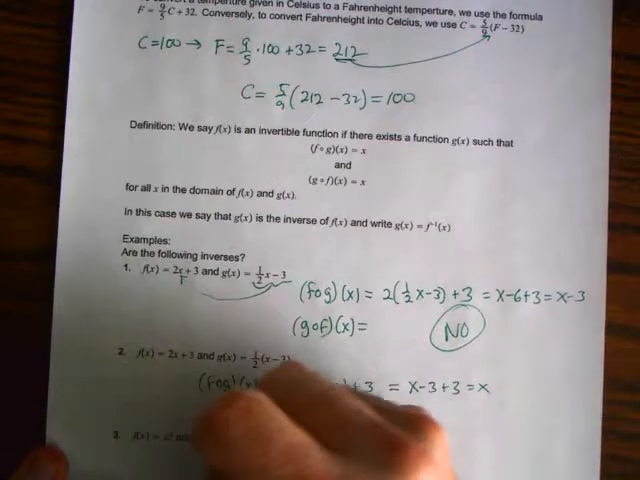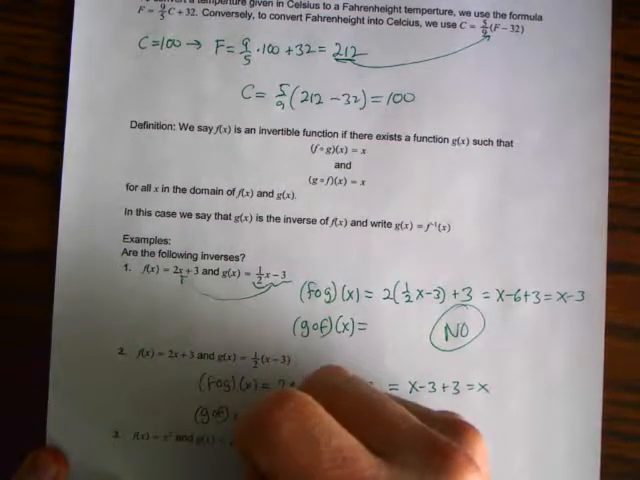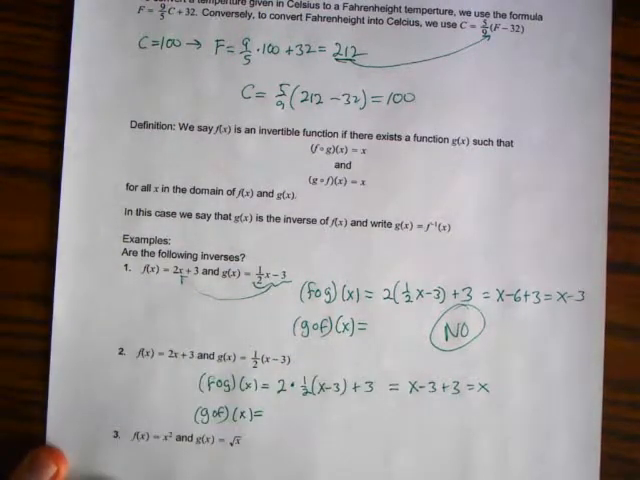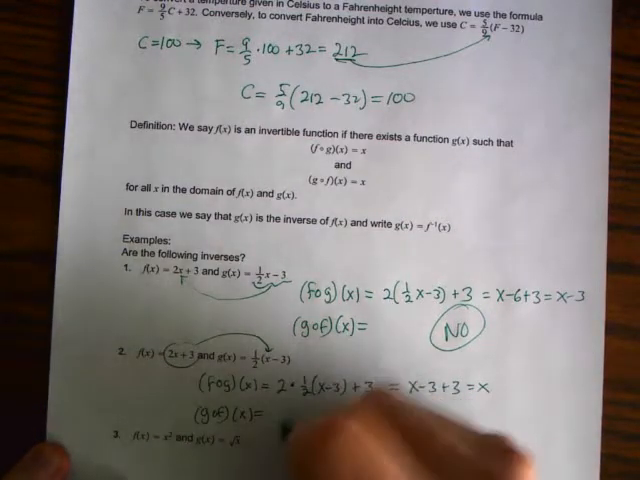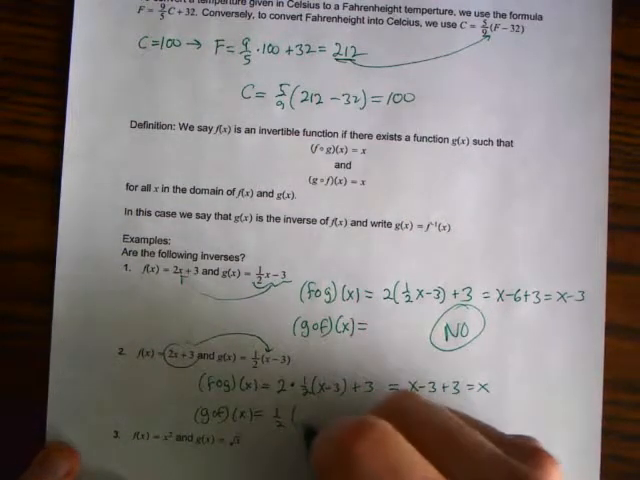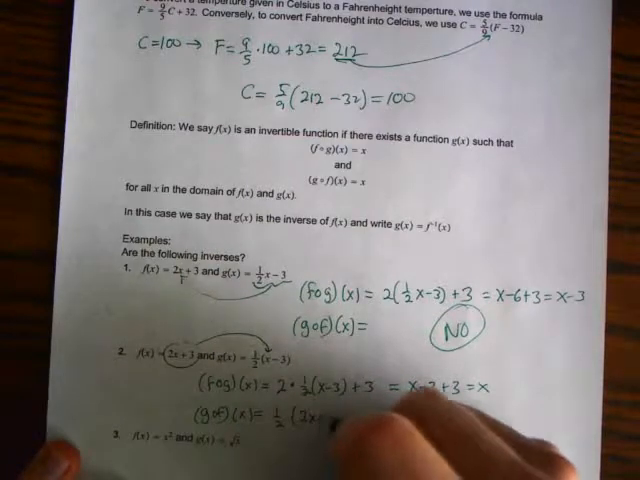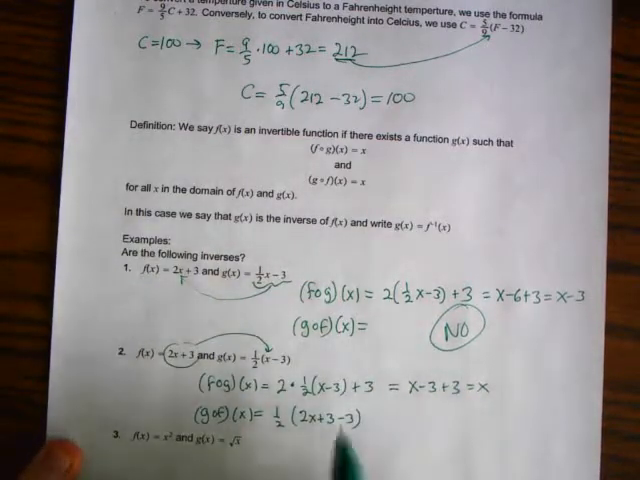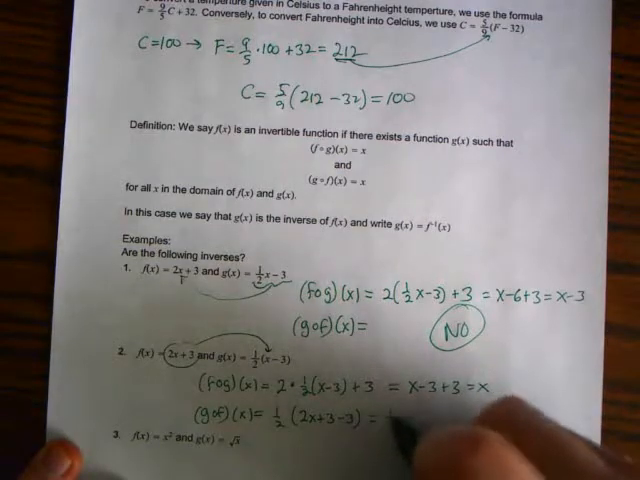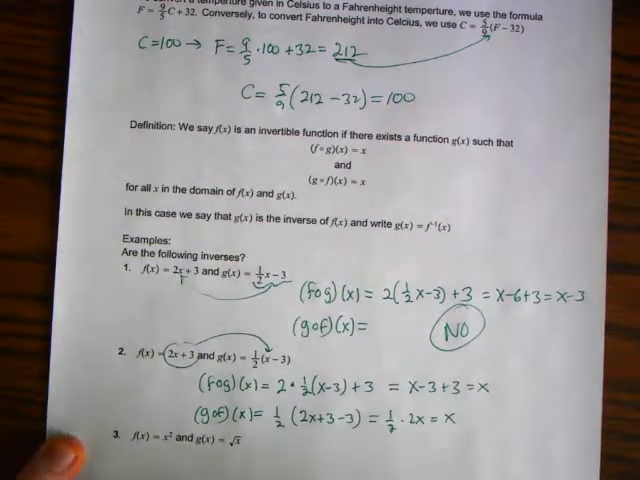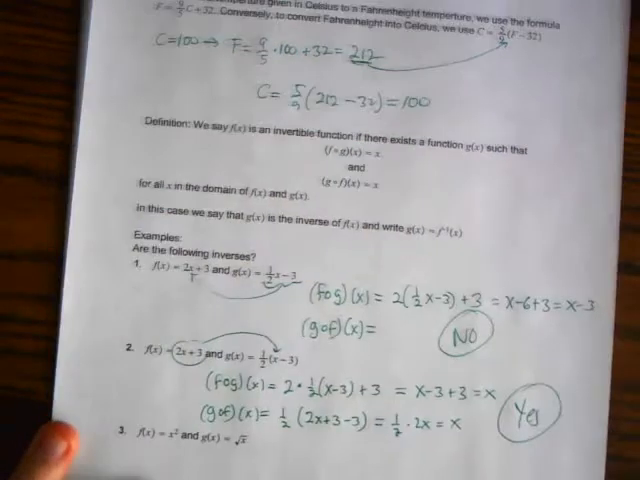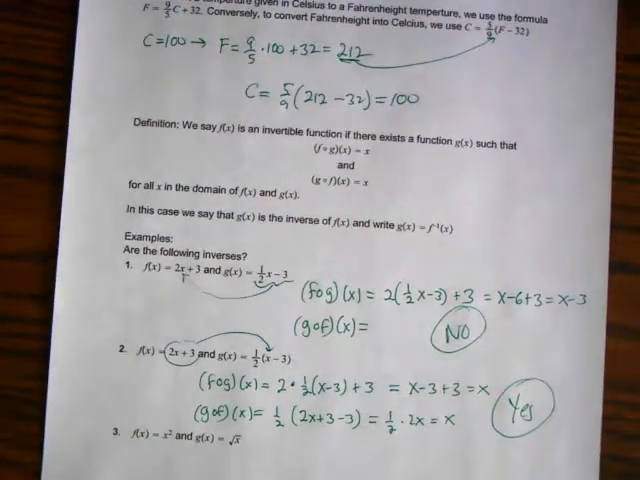We now have to do g of f. We have to be able to do it both ways. So I start with f and I plug it in there. I'm going to have 1/2 times (2x plus 3 minus 3). Plus 3 minus 3, that adds up to 0. So I've got 1/2 times 2x. 1/2 times 2x is x. So the answer here is yes, those are inverses.